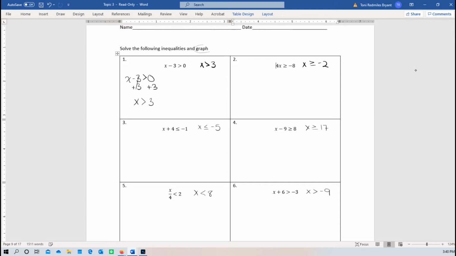Now it also says to graph, so don't forget that part. All right, a little trick, as I've told you before, is to put that little line in there so you can see which way the arrow needs to point. But this one's fairly easy. x just has to be all the values greater than 3.